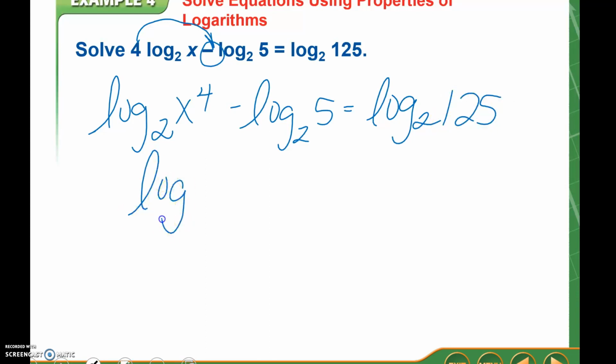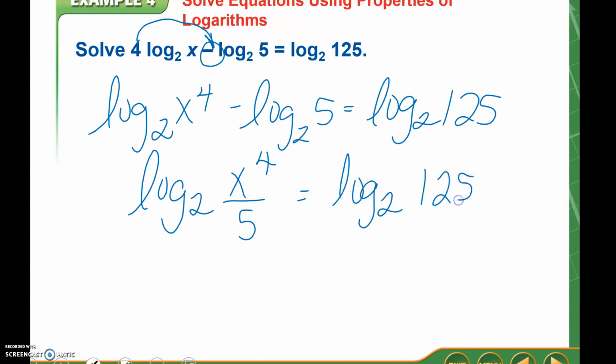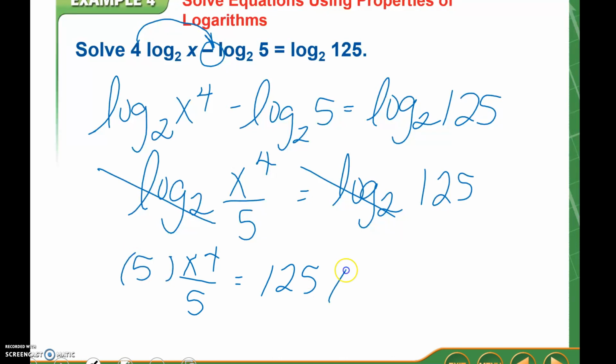So I could rewrite this as log base 2 of x to the 4th over 5 equals log base 2 of 125. Now I have one log on each side, and those logs have the same base, so they drop off. And I have x to the 4th over 5 equals 125, and then I can just solve my equation. Multiply by 5. x to the 4th equals 625.